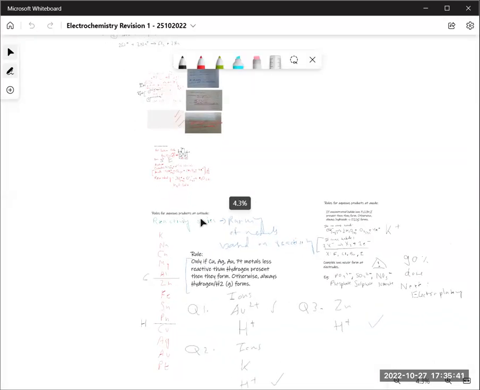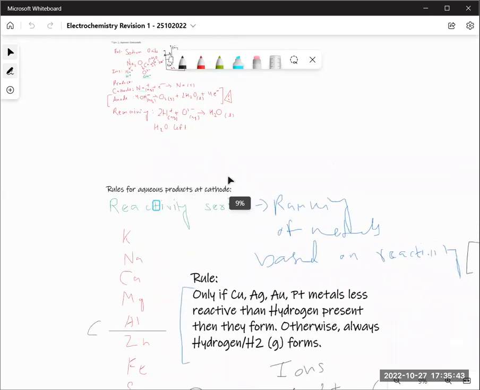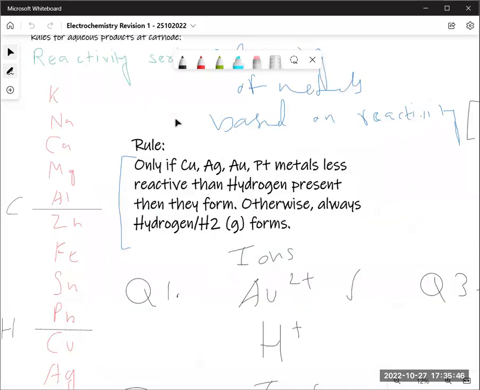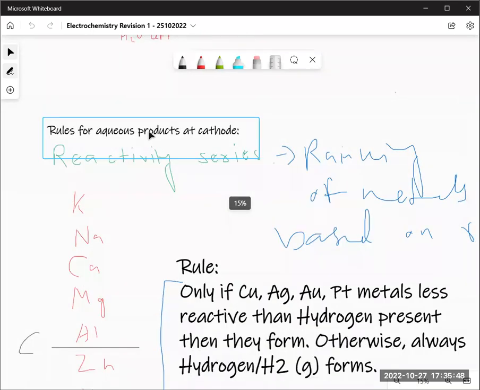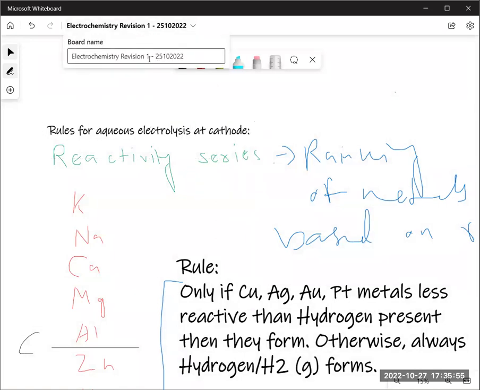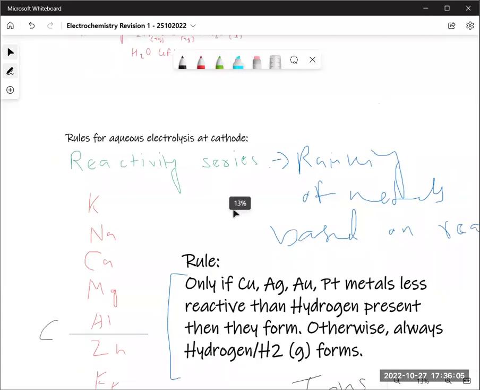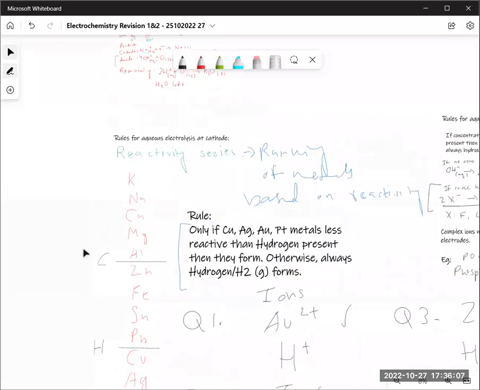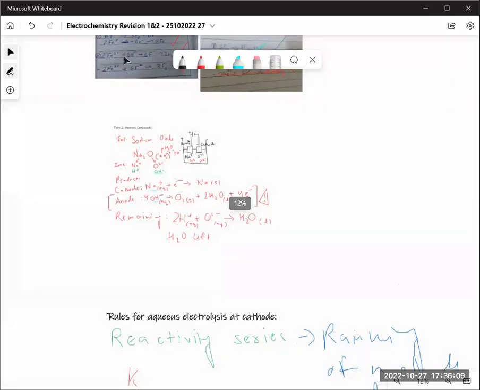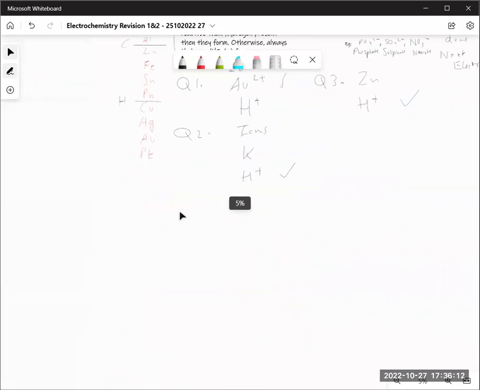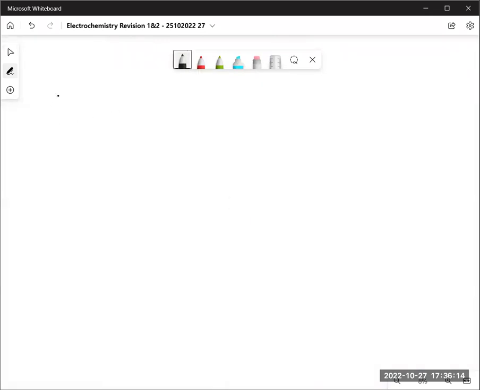From right here. So we looked at the rules for these guys, aqueous products at cathode, or the rules for aqueous electrolysis. Let's put that right there. Now let's continue from right here. I'll put 2. Now the last example we looked at was for sodium oxide. Well, today we'll do more examples because we didn't really do any examples in the last class.